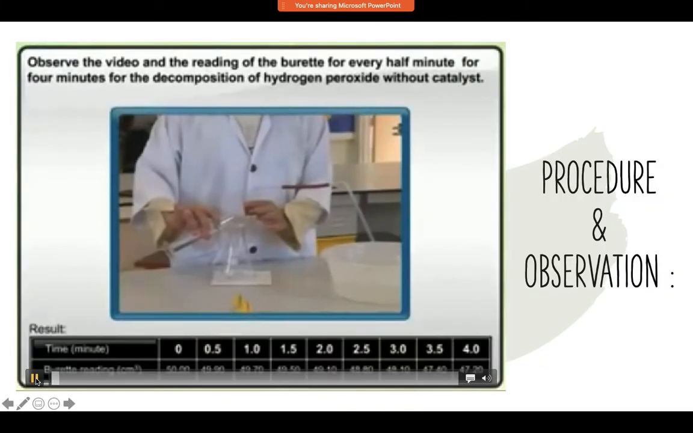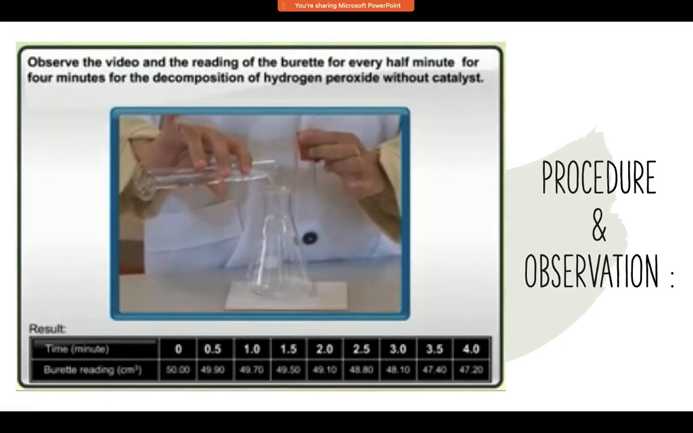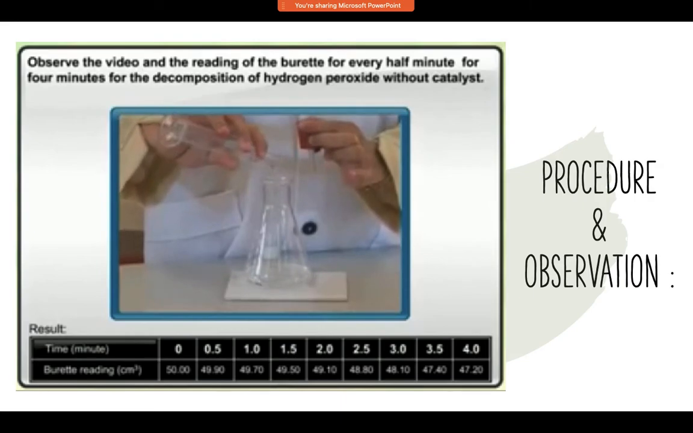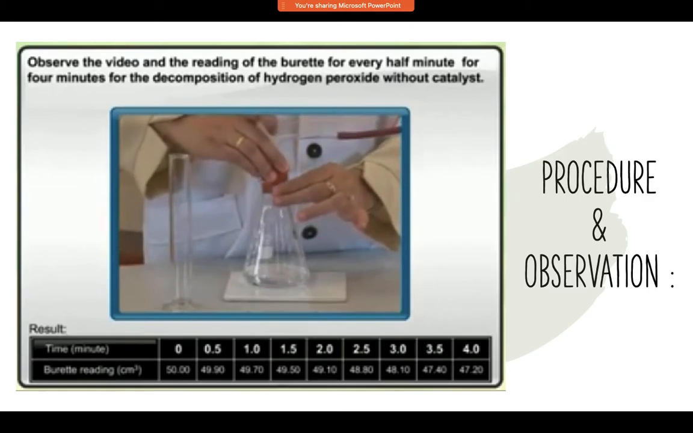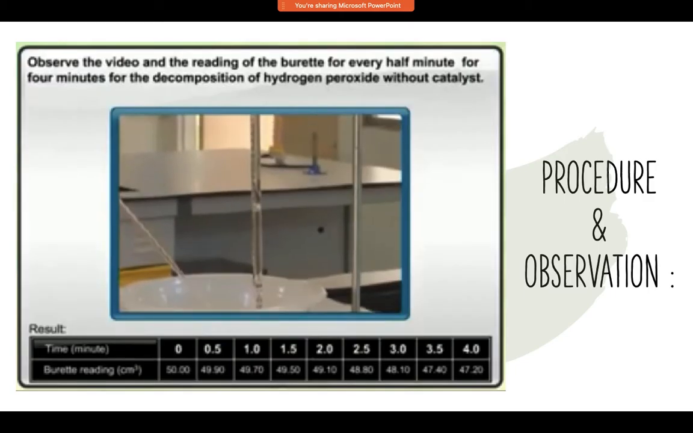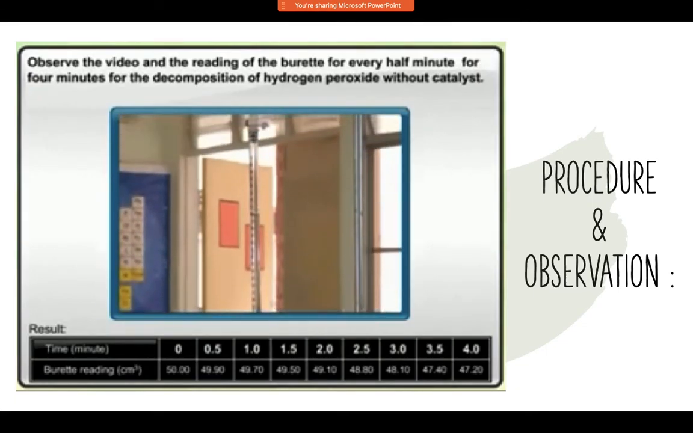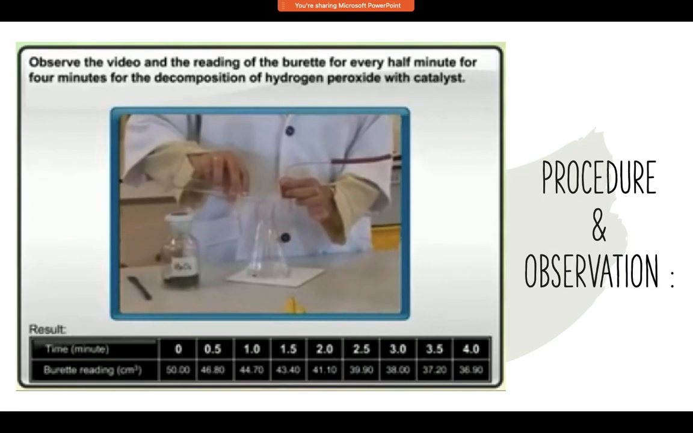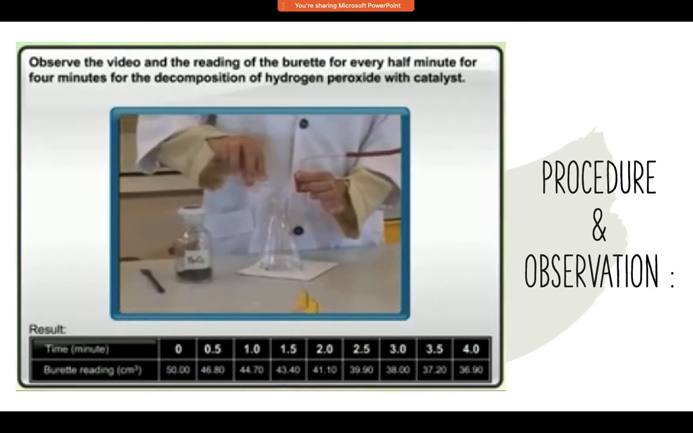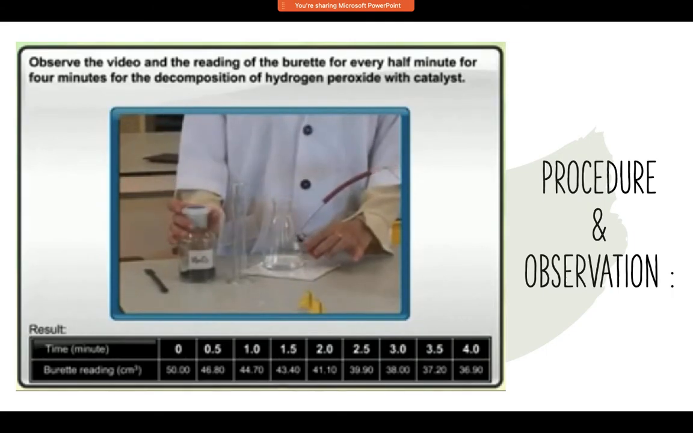Observe the video and the reading of the burette for every half minute for 4 minutes for the decomposition of hydrogen peroxide without catalyst. Observe the video and the reading of the burette for every half minute for 4 minutes for the decomposition of hydrogen peroxide with catalyst.